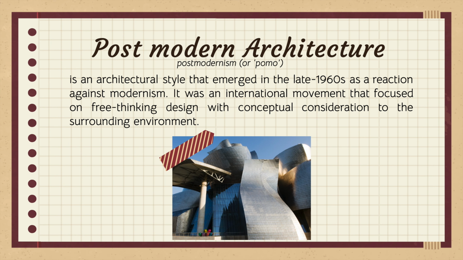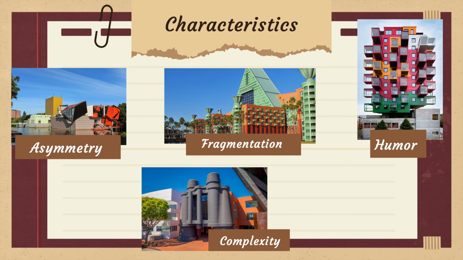Postmodern architecture, also known as postmodernism or PoMo, is an architectural style that emerged in the late 1960s as a reaction against modernism. It was an intentional movement that focused on free-thinking design with conceptual consideration to the surrounding environment. Postmodernism is a bit unique, characterized by asymmetry, humor, fragmentation, and complexity.